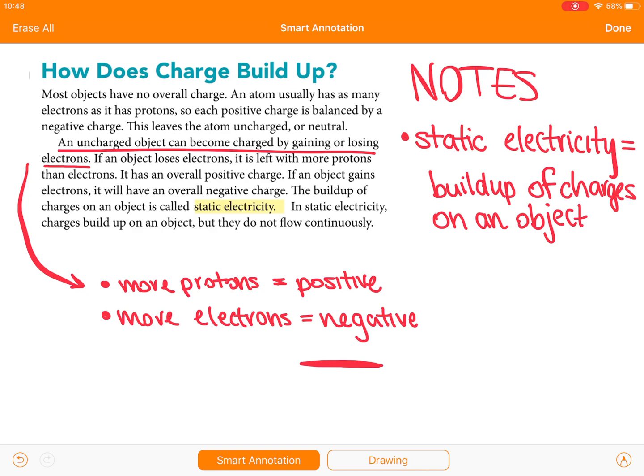And because the first object has lost all of its electrons, it's now mostly made up of protons, therefore that object is now positive. And I have that annotated here for you.